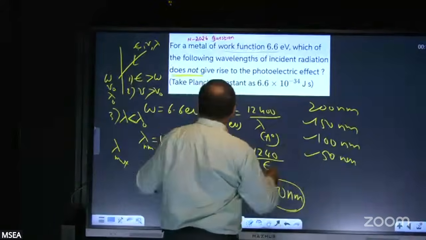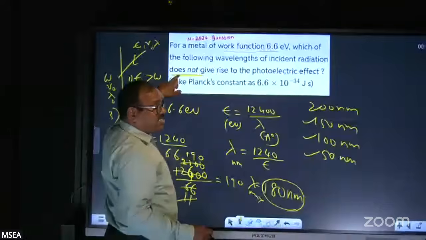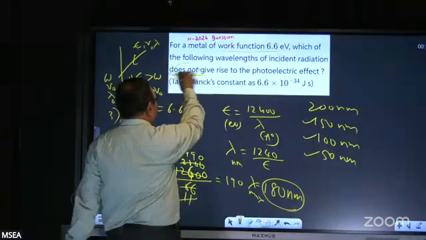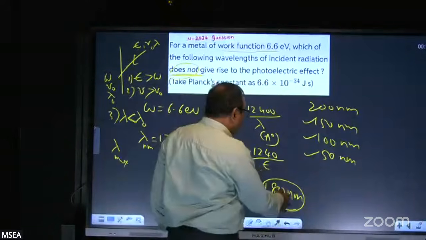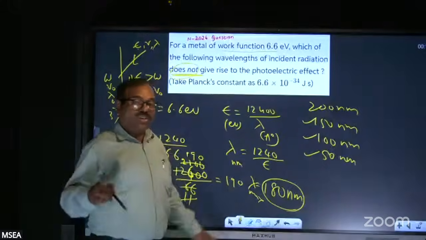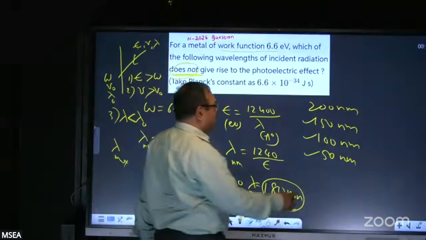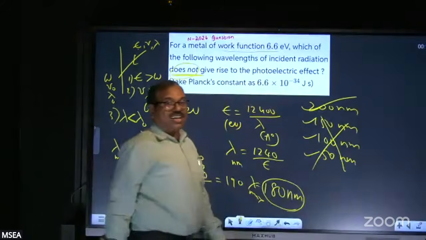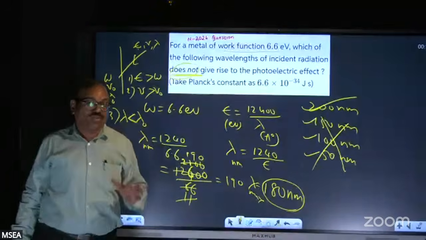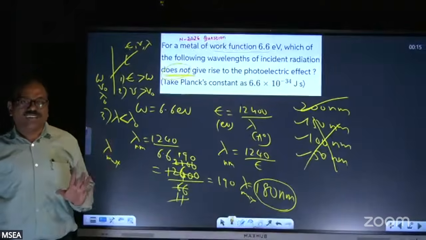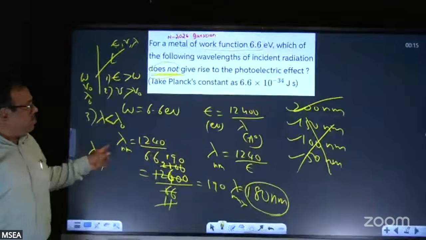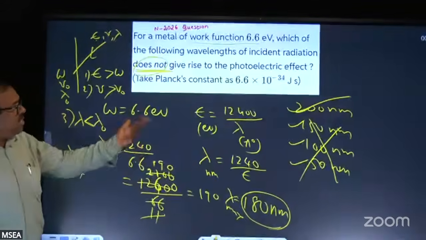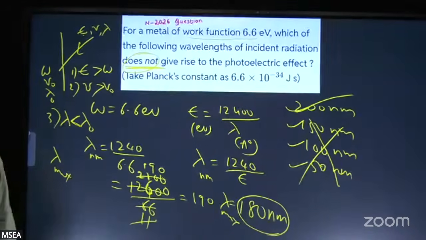That's why, but he's not asking what gives rise to, he's asking what does not give. This is the most important, does not. So it should be more than that, then you cannot get any photoelectron. That's why, what is the correct answer? These are not. Therefore the correct answer in 2026 is 200 nanometers. Have you understood this one? This is very important. So once just go through that, then we go to the next slide.